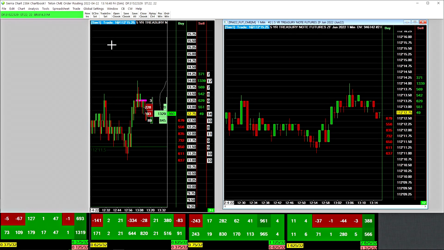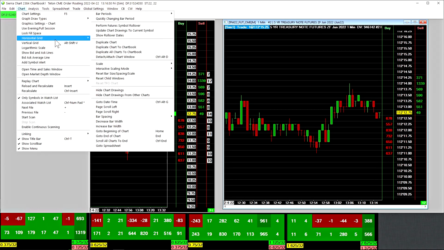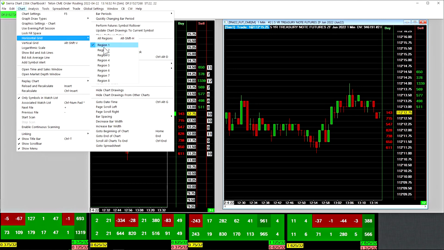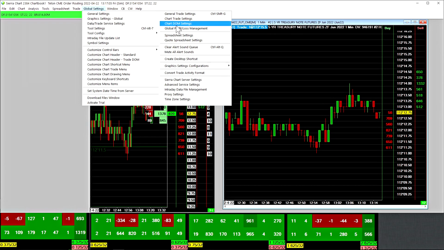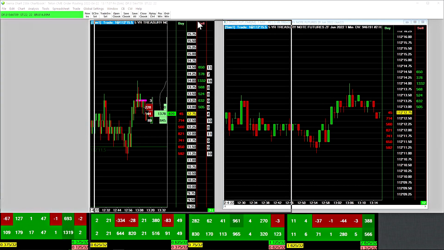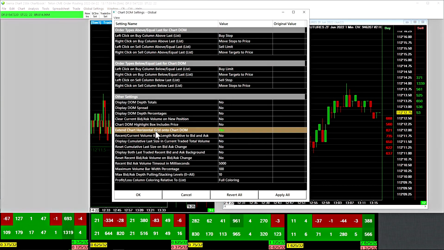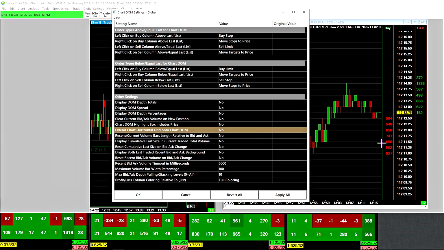So there we go, I've now activated it by going to Chart, Horizontal Grid, and then Region 1, enabling the horizontal grid in that chart region. Now, if you do not have a grid on your chart DOM, there's actually a setting for that in Global Settings, Chart DOM Settings. This setting, extend chart horizontal grid onto the chart DOM, I have set to yes. When you turn that off, you can see the grid disappears from the trading DOM. So I like to keep that on personally.